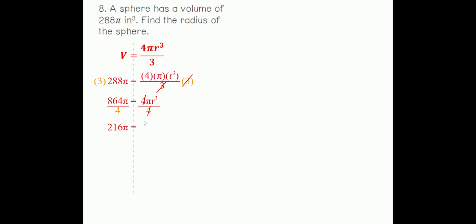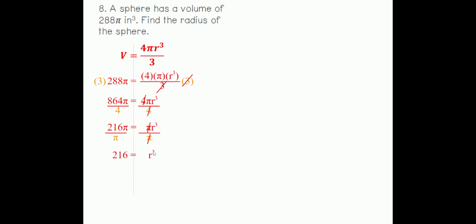What's left on this side is pi and r cubed. Now, I want to get r cubed by itself, so I need to get rid of pi. How do I get rid of it? Well, pi is being multiplied with r, so we're going to divide by pi. If I divide this side by pi, I divide the other side by pi, and pi ends up canceling out over here. Pi ends up actually canceling out on the other side as well, so I'm left with only 216. What's left on this side is r cubed.